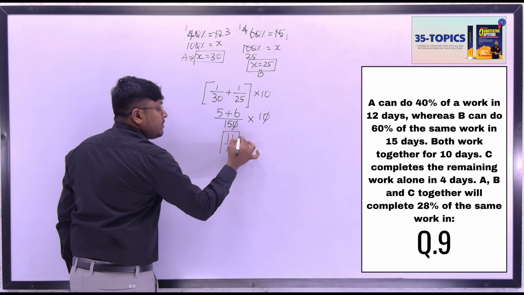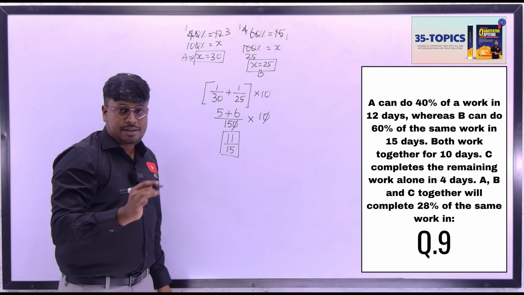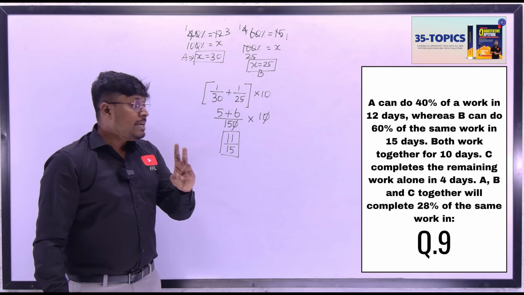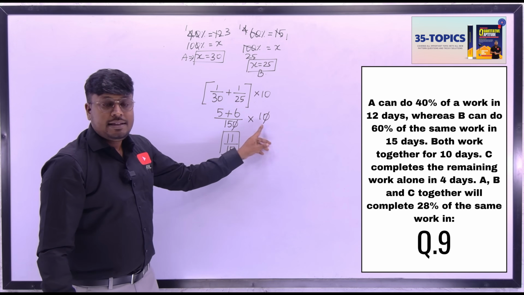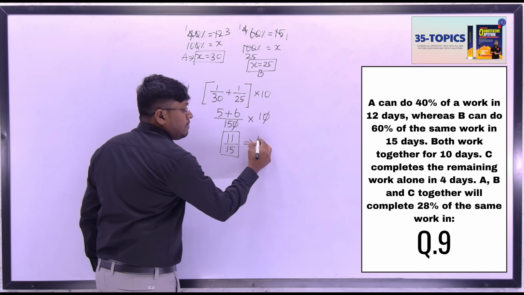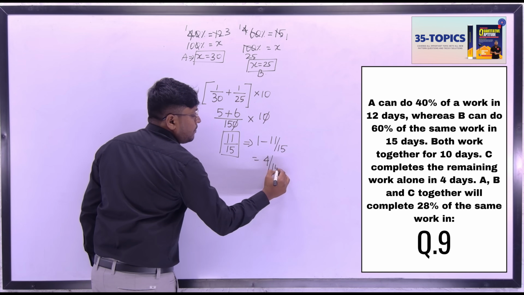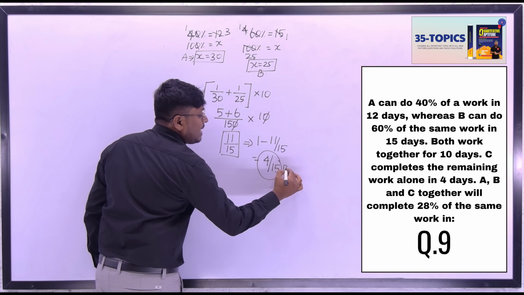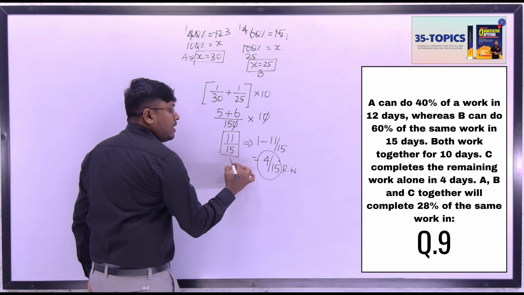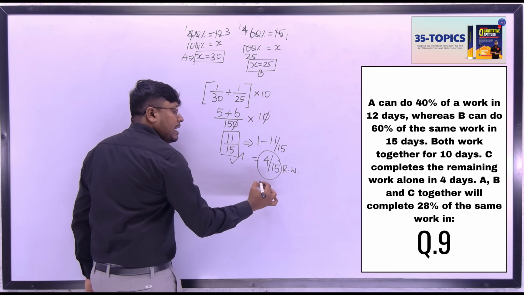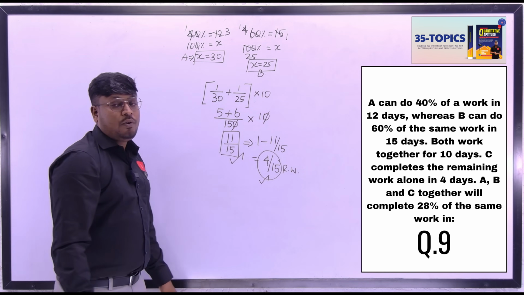So what is 11 by 15? The total work done by both persons A and B in 10 days. Then what is the remaining work? 1 minus 11 by 15, that is 4 by 15. So 4 by 15 is the remaining work. This is the work they have done in 10 days, and the work remaining is 4 by 15.